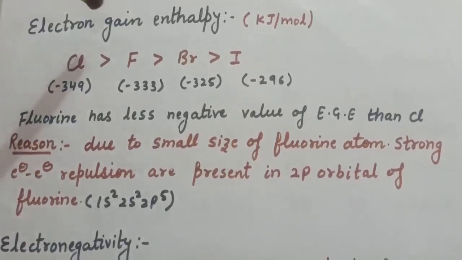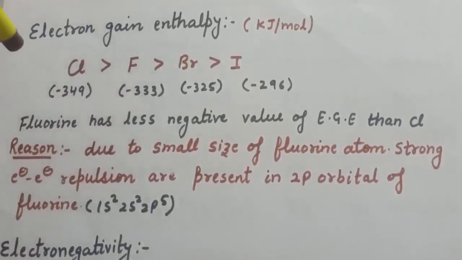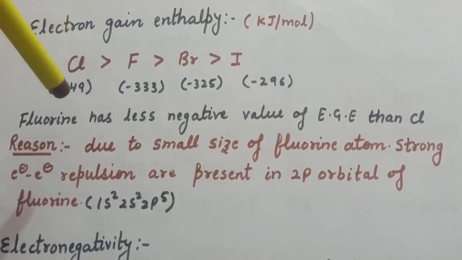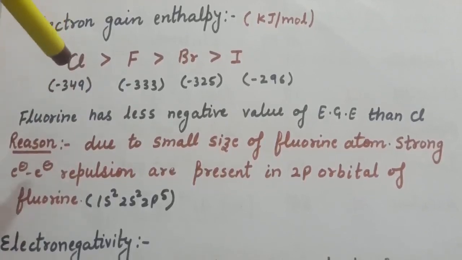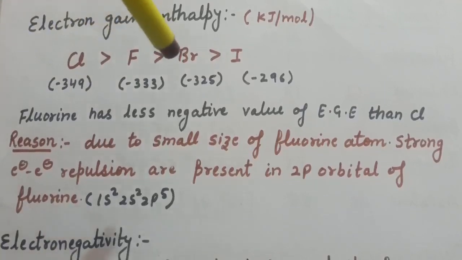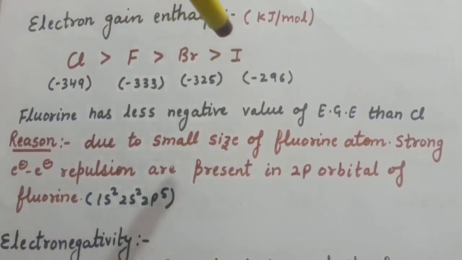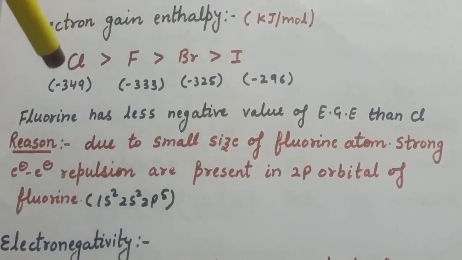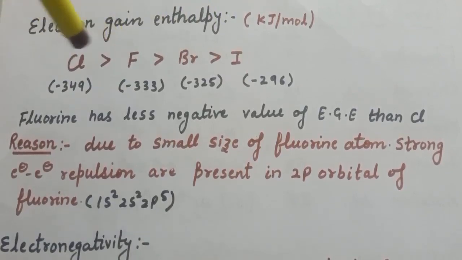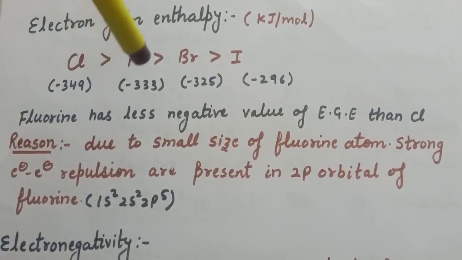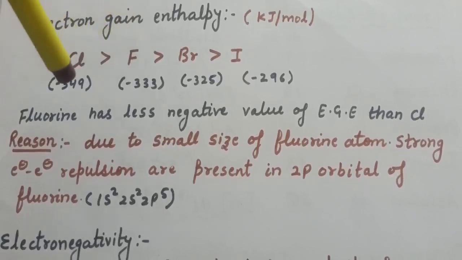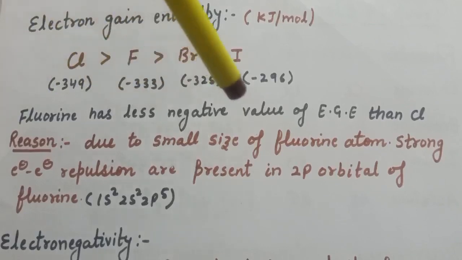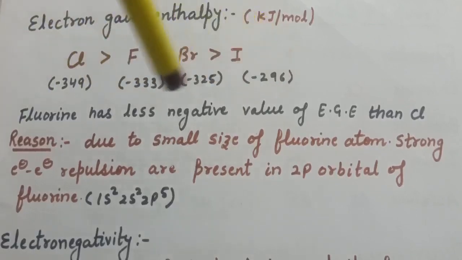Next we have electron gain enthalpy, and if we compare the electron gain enthalpy, chlorine has the highest negative electron gain enthalpy, after that fluorine, then bromine, and the least negative value is observed for iodine. The reason for less negative value of fluorine as compared to chlorine is that fluorine has less negative value of electron gain enthalpy than chlorine.